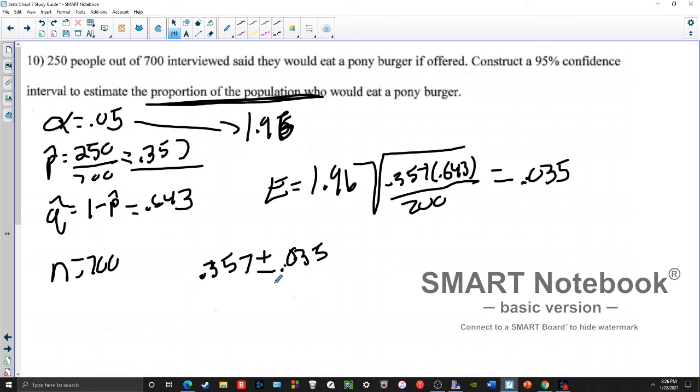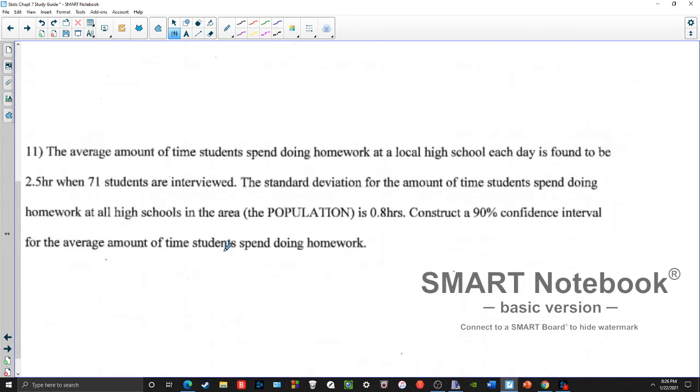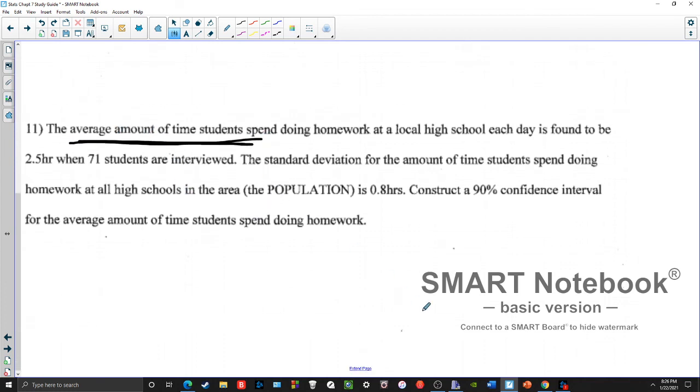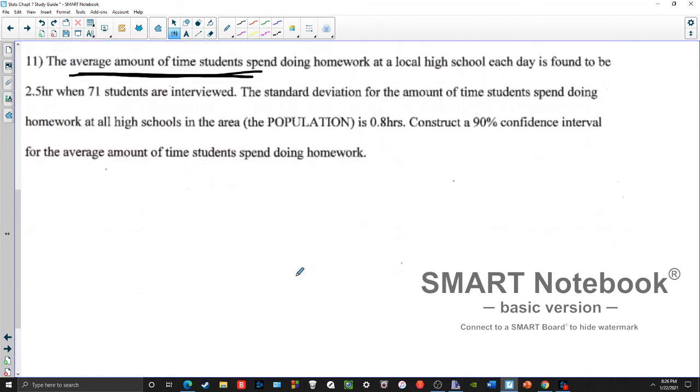So, all right, last one here. This time we're estimating a population average again, it looks like, because we're estimating the average amount of time. It says that when we're testing the survey here, they actually spent 2.5 hours on homework when 71 students were interviewed. It says the standard deviation for the amount of time spent doing the interview at all schools in the area, which is the population, because they're taking a sample of high schoolers from this school. So if we include high schoolers from all schools, that's the population. And it says that that deviation is 0.8 hours.